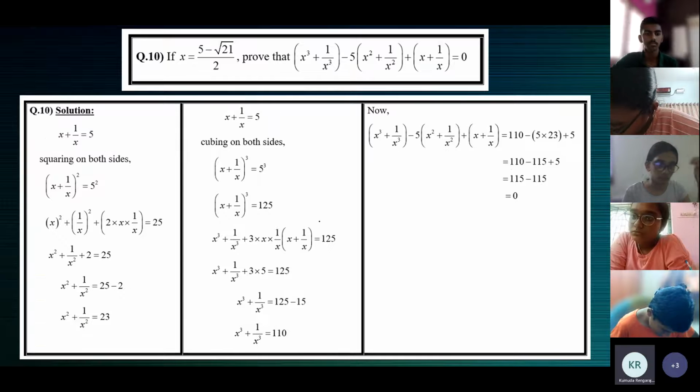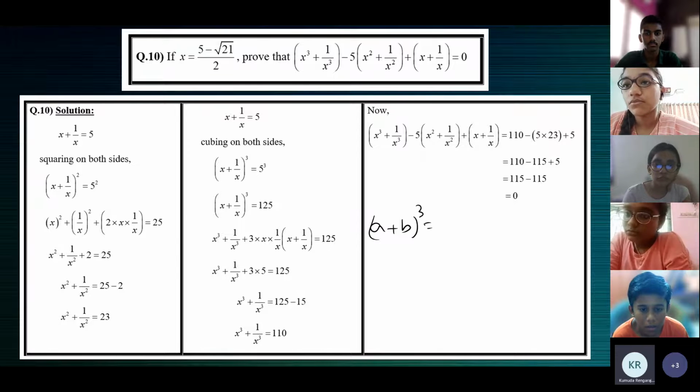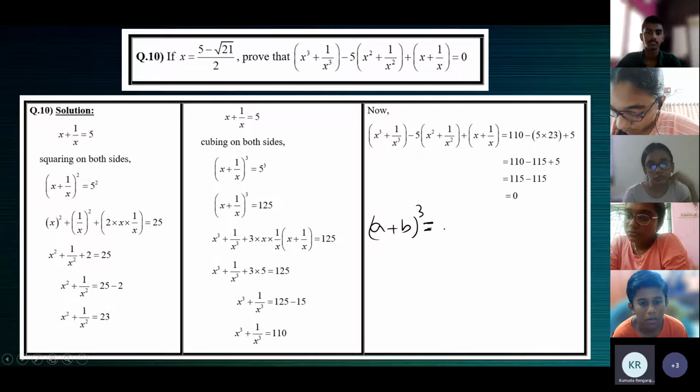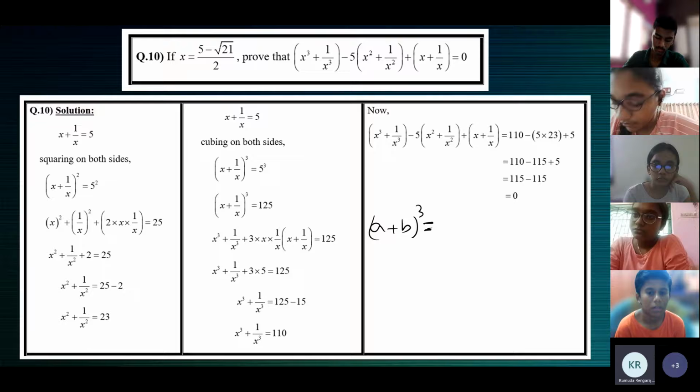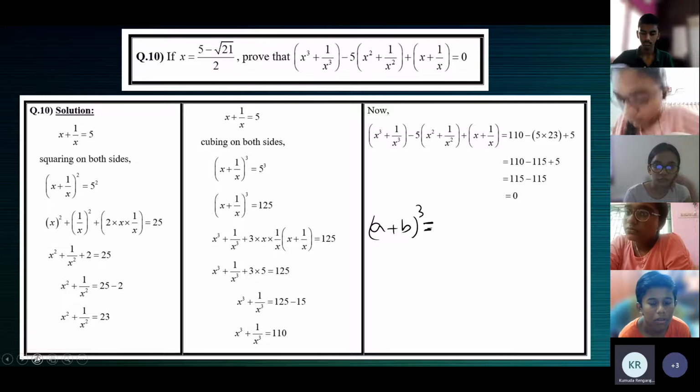And who can tell me what is a plus b the whole cube, children? 9th standard. Oh, you're still to learn this, right? You're all in 9th, right? Okay. We haven't come across this identity. I'm sorry. You're still to learn what is a plus b the whole cube. Some schools might have taught you last year. Some schools don't. They restrict it to a plus b the whole square. So let me tell you what is a plus b the whole cube.